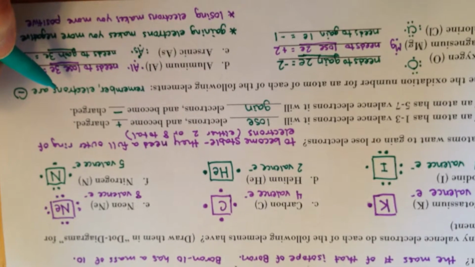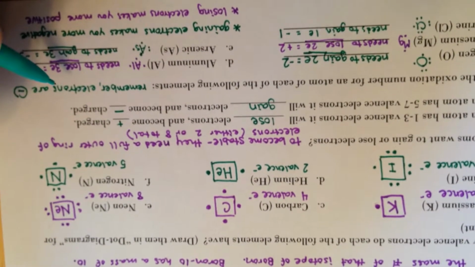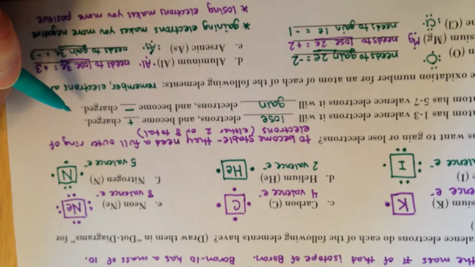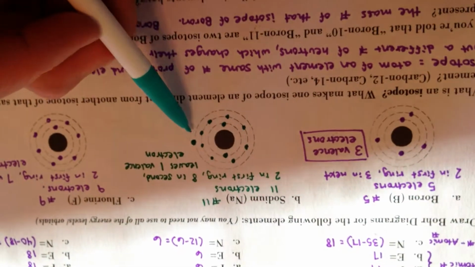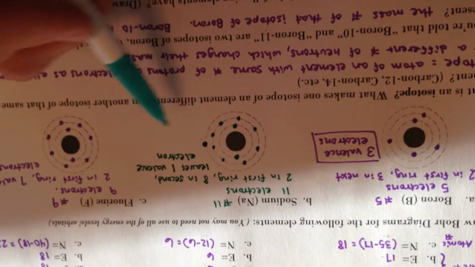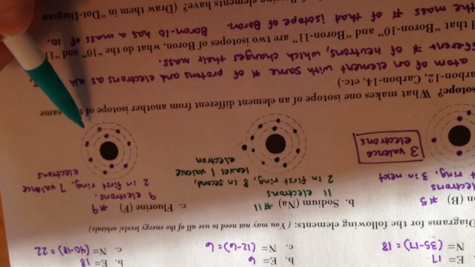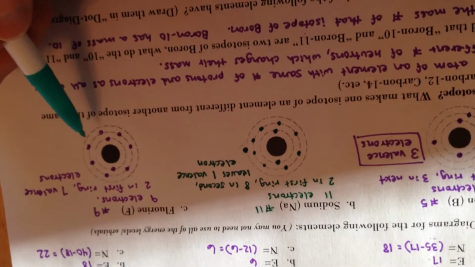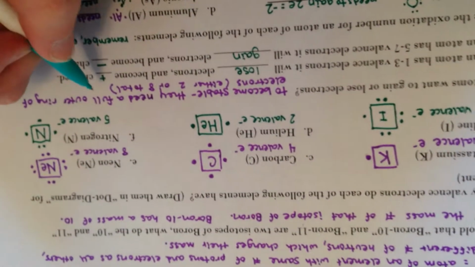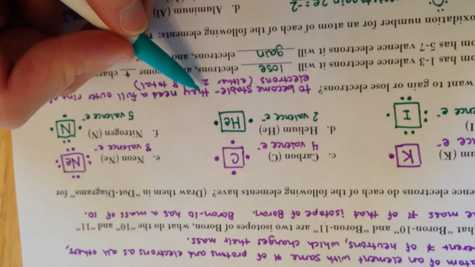Why do they want to lose or gain electrons? To become stable. They need to fill that outer ring of electrons. If you look back up here at our Bohr diagrams, they don't want to have a remainder. They want to be completely full. So fluorine's almost there. It has 7 valence electrons. If it had just one more, it would be completely satisfied. That allows them to be very, very stable.